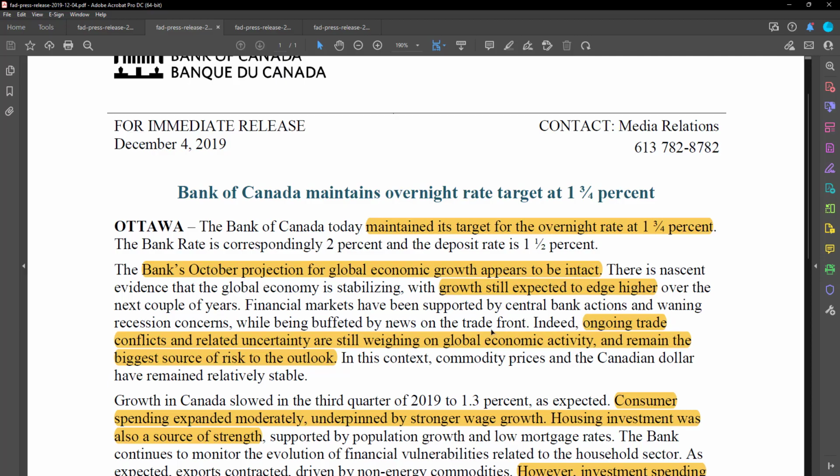They then talk about some of the concerns they have with the economy. So there's ongoing trade conflicts and related uncertainty still weighing on global economic activity and remain the biggest source of risk to the outlook. Now, to put a bit more color on this, in 2019, at the time we had this statement, we also had the trade war going on between the United States and China. And that was proving to be a global risk because you were looking at 2 of the biggest economies in the world in an economic war with one another. So it meant that the prices of a lot of things were going up, and that was then impacting other countries like Canada. Also, Canada is located right next to America. So they do a lot of trade with the United States, and that means that they were impacted maybe a little bit more than other countries that could have been slightly less impacted by that trade war.